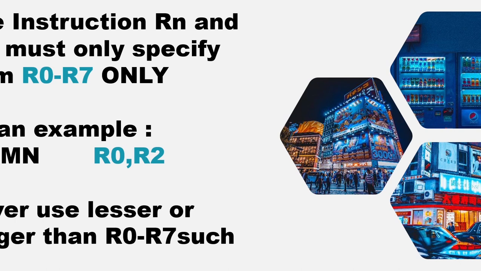You must never use a register lesser or bigger than the range of R0 to R7, such as CMN R-3, R15. Or you shouldn't use CMN R-5, R20, no. As long as Rn and Rm are in the range of R0 to R7, we can eliminate the error.